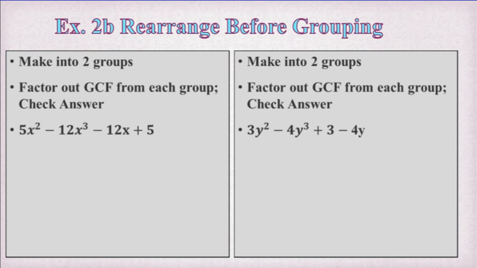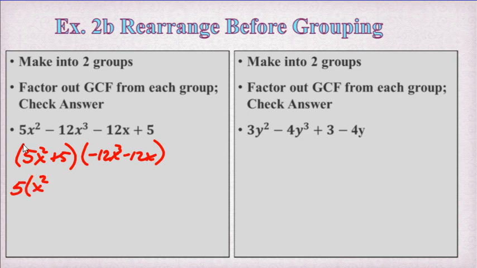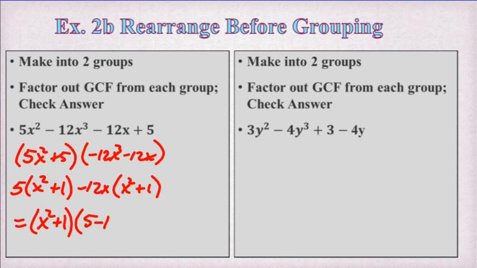Next one we can rearrange. Same thing, I'm going to group the 5x squared and the 5x. So that's going to be my first binomial, so 5x squared plus 5. And my other binomial will be a negative 12x cubed minus 12x. When I factor, I can take a 5 out in the first one. That leaves me with x squared plus 1. And I can take out a negative 12x in the second one, and I get x squared plus 1. So our answer would be x squared plus 1 times 5 minus 12x.